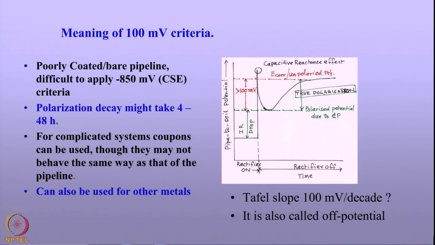If you want to make some calculations, assume that the Tafel slope for the anodic reaction is 100 millivolt per decade. You see that this change of 100 millivolt will lead to a reduction of corrosion current density by 10 times, which means the life of the structure can be increased by 10 times. If the pipeline is supposed to last for 5 years without cathodic protection, on applying cathodic protection it can become 50 years. So, that is the engineering requirement. We are not completely stopping corrosion, but the cathodic protection is adequate for the desired life of the component.